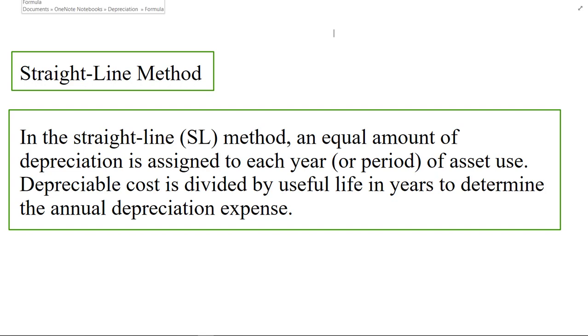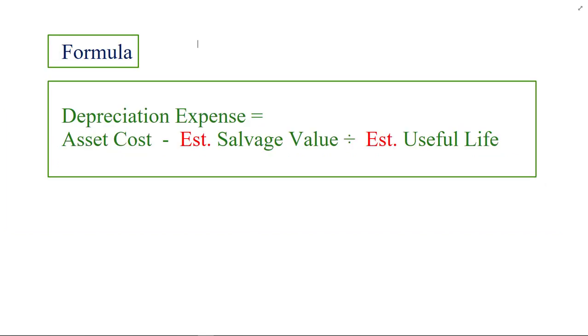So I hope the concept of depreciation expenses and the concept of the straight line method are clear to all of you. Now we are going to focus on the formula which we have for calculating the depreciation expenses with the straight line method. The formula, as I told you before, is very easy. Depreciation expenses are equal to asset cost minus estimated salvage value, divided by estimated useful life.